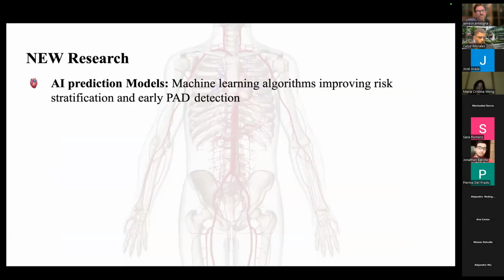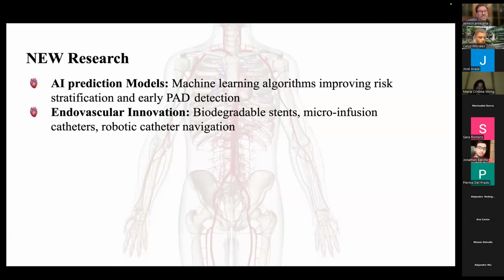It has revolutionized the way we do our work. So new research: AI predictive models, artificial intelligence is coming in strong, guys. Embrace it. The technology is here. You guys might be out of a job in a few years. Machines are learning algorithms and improving risk stratification and detecting PAD early on, aiding us physicians to prevent surgeries in the future, which means that I'm going to be out of a job as well.